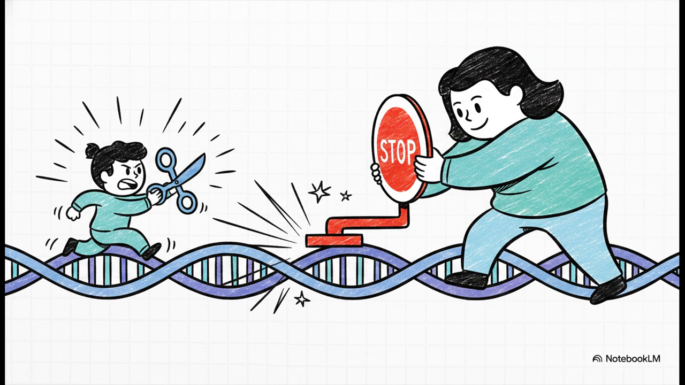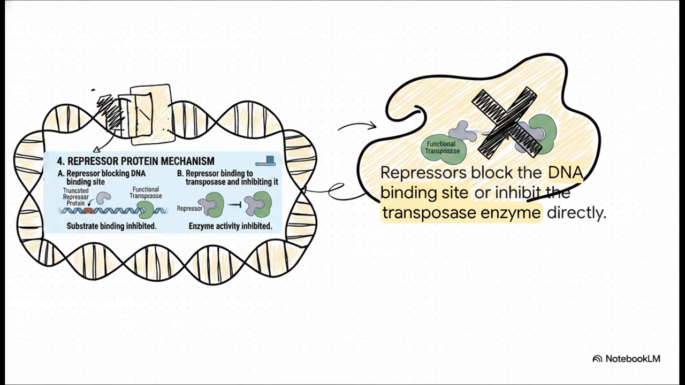All right, the second method is a bit more direct. The cell just makes specific proteins whose entire job is to slam the brakes on the whole transposition process. These repressor proteins have two main tactics. As you can see on the left, some of them just physically sit on the DNA like a roadblock, so the transposase enzyme can't even get on. Others, like on the right, just tackle the transposase enzyme directly, binding to it and shutting it down.